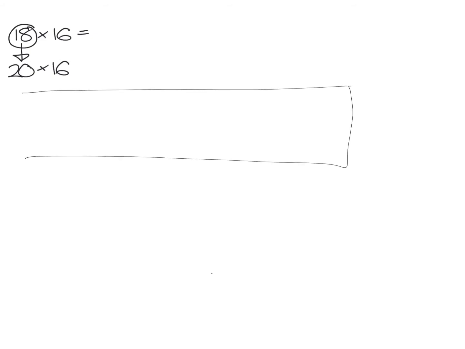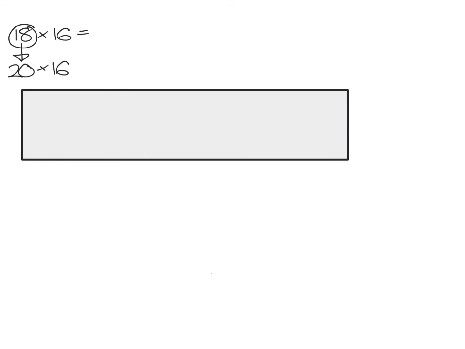Okay, so we're looking at multiplication strategies, and the problem we're going to be working on is 18 times 16. The method we're using is rounding and compensating. Now 18 isn't as friendly as 20, so I'm going to make 18 into 20. So the problem we've got is 20 times 16. So what I'm doing now is I'm visualizing an array of 20 times 16.